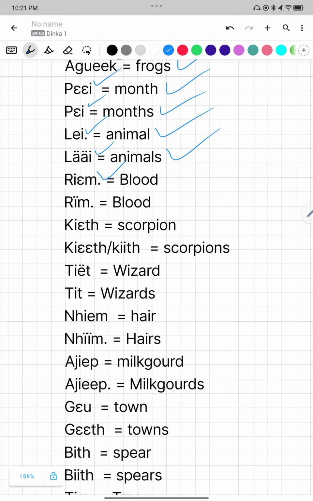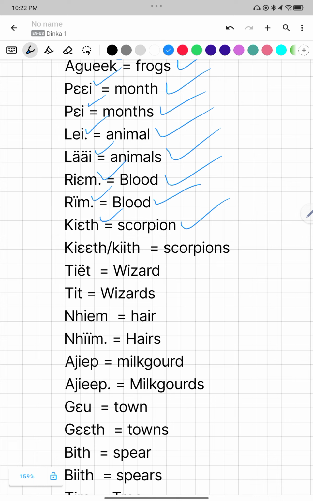Riem, R-I-E-M, means blood. The plural form of riem is called rim. Rim. Blood. Kiep means scorpion. Scorpion is called kiep in Dinka language.